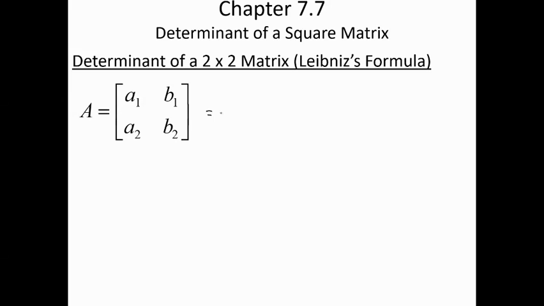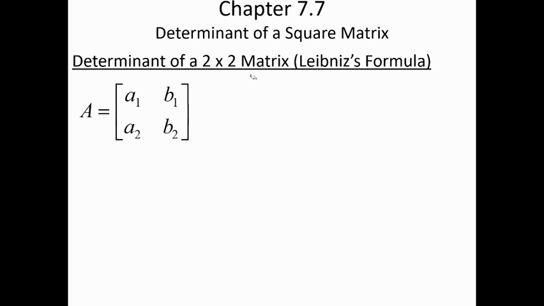All right, so we'll start today with the determinant of a 2 by 2 matrix, and we're going to be using this guy's formula. His name is Leibniz. Okay, and his formula goes something like this. All right, so the entries for the matrix are A1, B1, A2, B2.